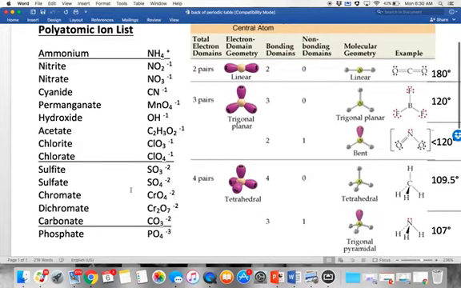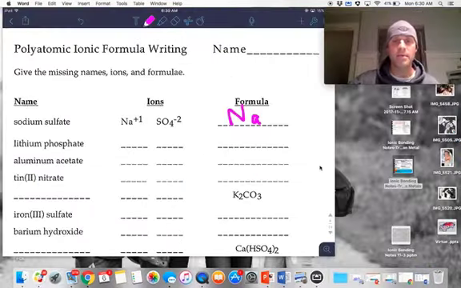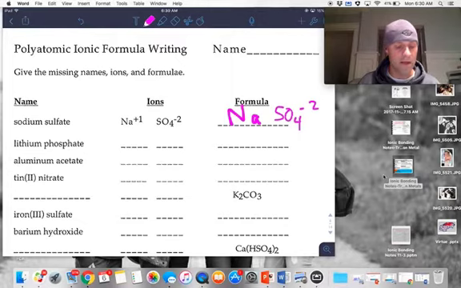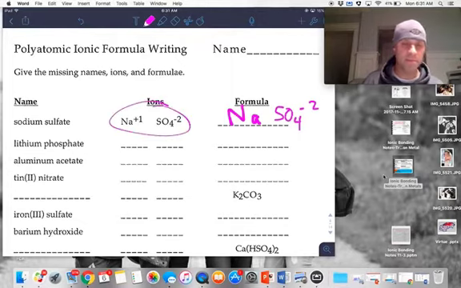Here they are, right? So if I'm looking at sulfate, there's my sulfate, and my symbol for that is SO4 minus 2. All right, so then I go back to my worksheet and I have Na and SO4 with a minus 2. Now I have to make sure the charges cancel off. So right here tells me my ions. I have Na plus 1, SO4 minus 2.